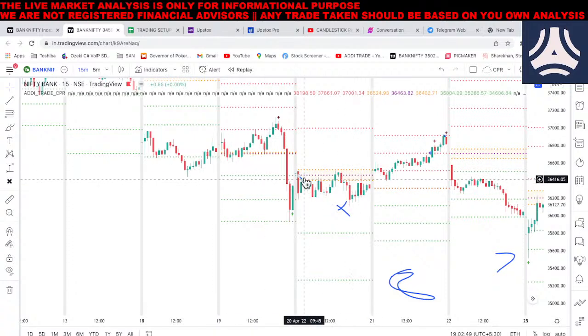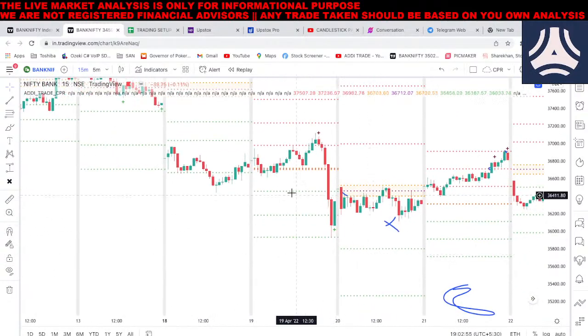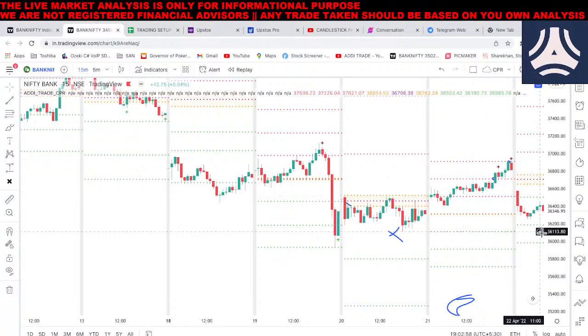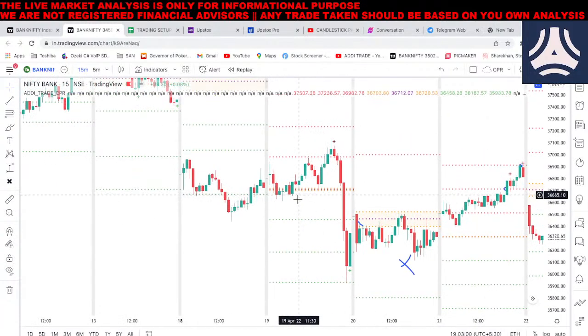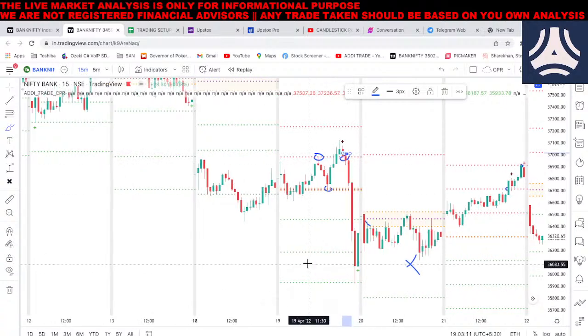Whenever we have this white CPR and the price is trading very close to the CPR, I'll show you some more examples as well. See, on this day we got multiple entries, all were good. We rejected R1, hit CPR. Again over here we went up, we rejected R1 and got a nice dip on the downside.